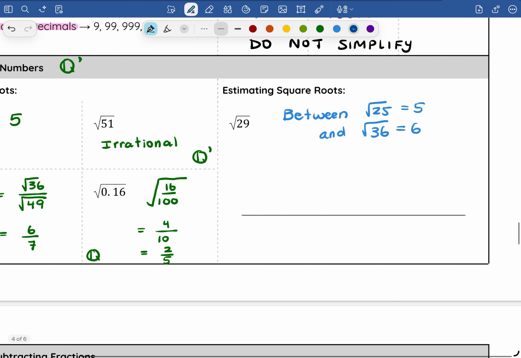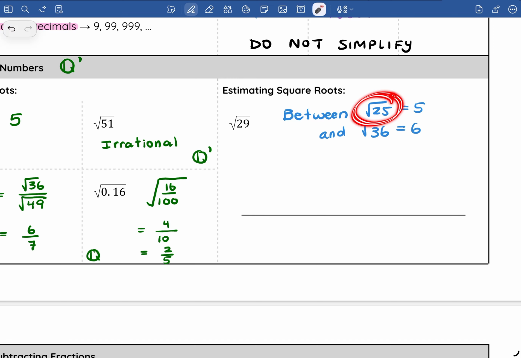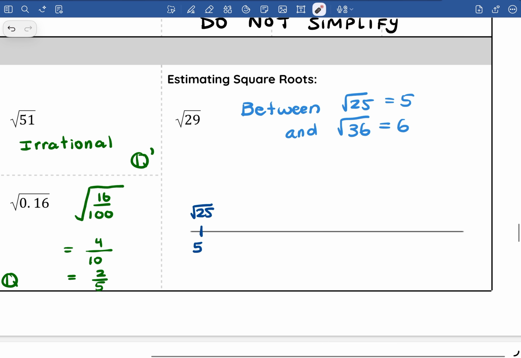And so for this, a number line is really helpful. So our number line will start at the square root of 25, which is really just 5. And then we are going to count out until we get to the square root of 36. I recommend not just putting the square root of 36 here and trying to evenly space it. It's almost impossible. But just say that, okay, we've got the square root of 25.